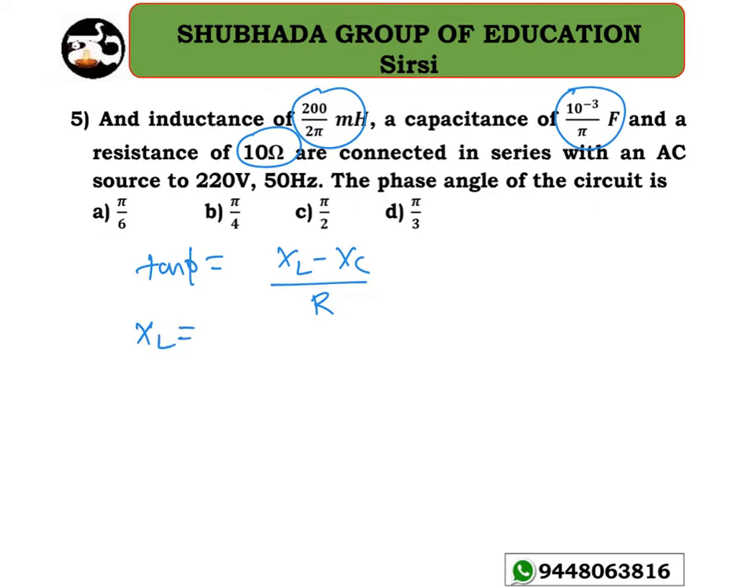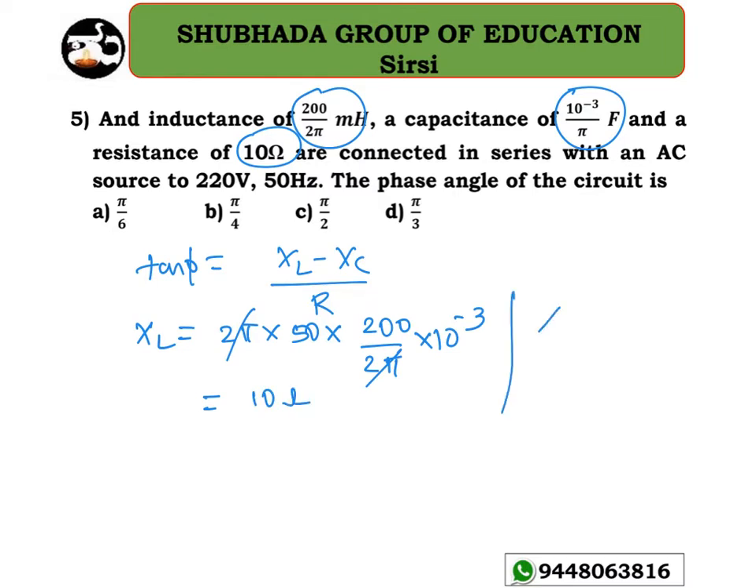XL equal to 2 pi f L. The f is 50 hertz, and the inductance is 200 divided by 2 pi millihenry, that is 10 to the power of minus 3. 2 pi gone, what are we left with? I hope we get 10 ohm. Similarly, XC equal to 1 divided by 2 pi into f, which is 50, and C, which is 10 to the power of minus 3 divided by pi. Pi goes to the numerator and the 10 to the power of minus 3 goes to the numerator. So we are going to write 10 ohm again.